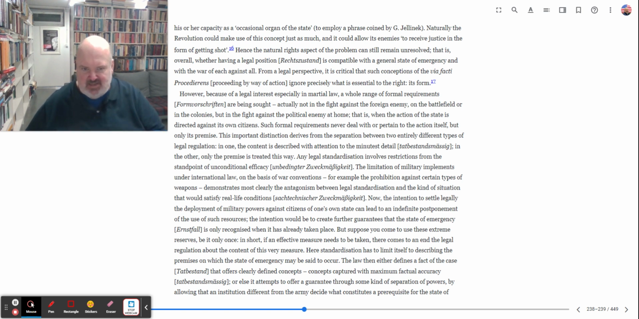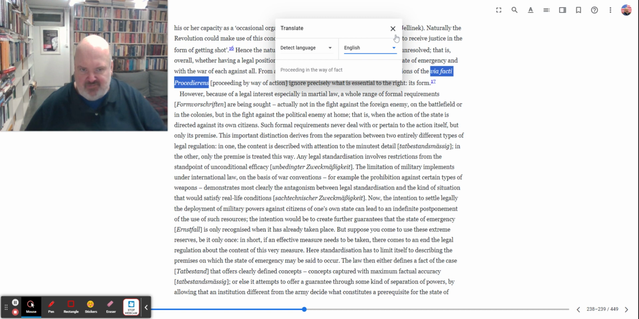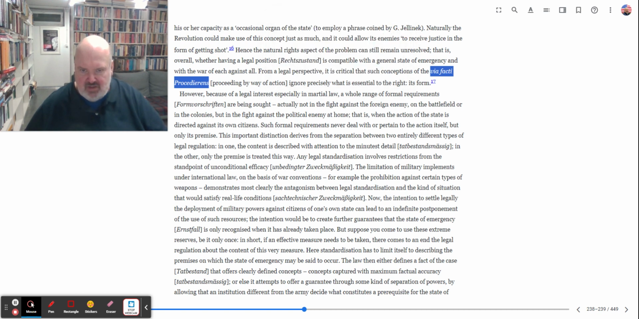From a legal perspective, it is critical that such a conception of proceeding by way of fact, or proceeding by way of action, ignores precisely what is essential to the right, its form. In other words, it is critical from a legal perspective that such a conception of proceeding by way of fact ignores what is essential to the right, its form.